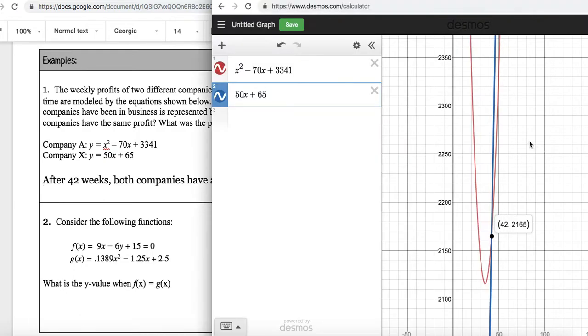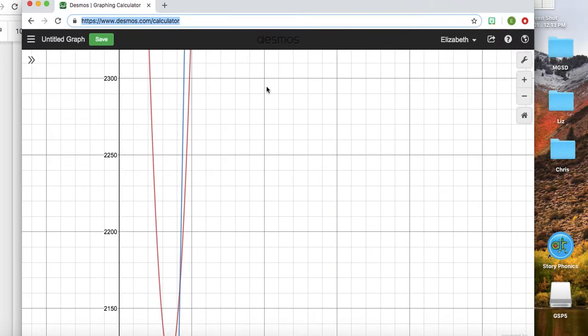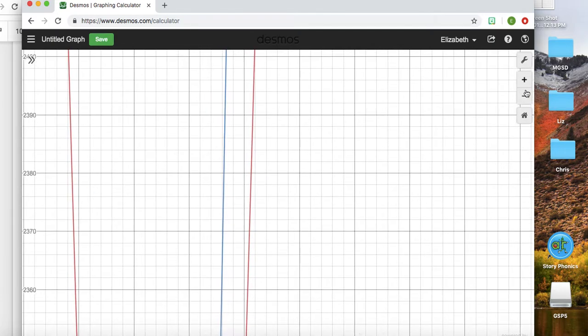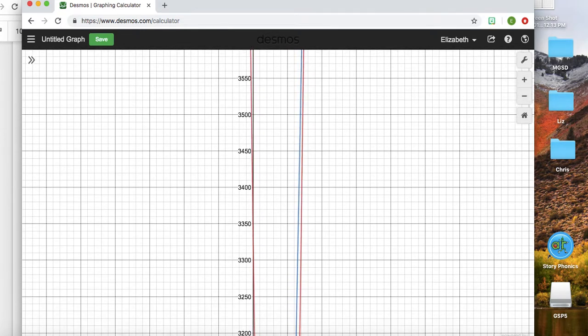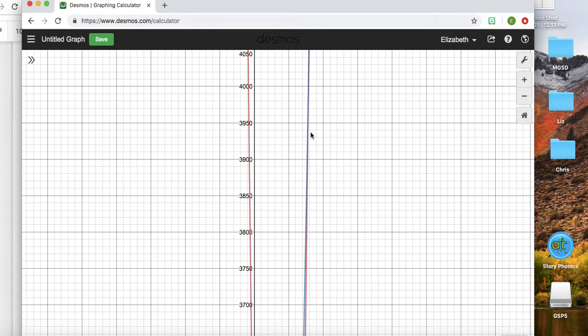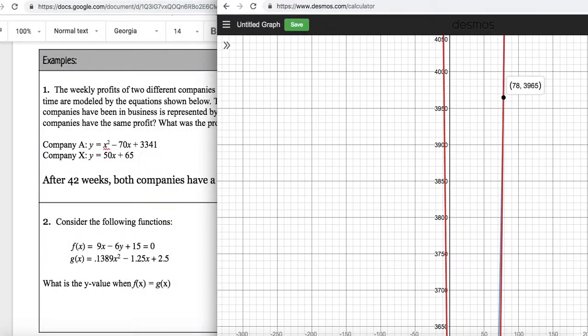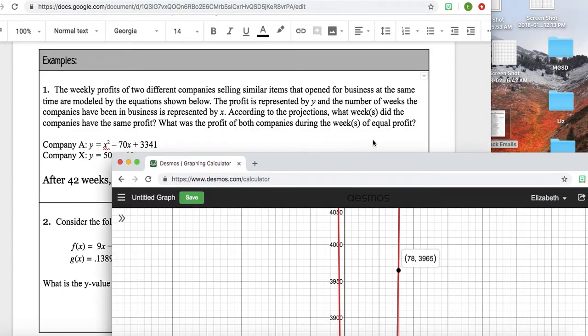And then I noticed there's another point of intersection. If we drag our graph around, or I should say, it's like go up, they come back together. So it takes a little while to get there. But make sure you explore the graph enough that you find all the points of intersection when needed. So it's way up here at 78, 3,965.